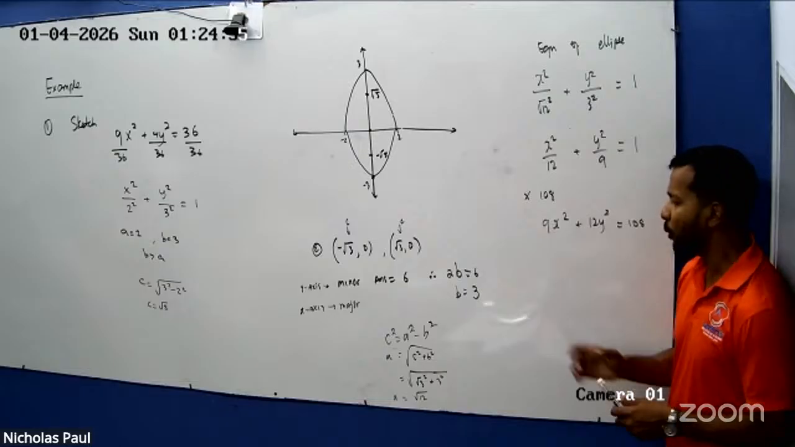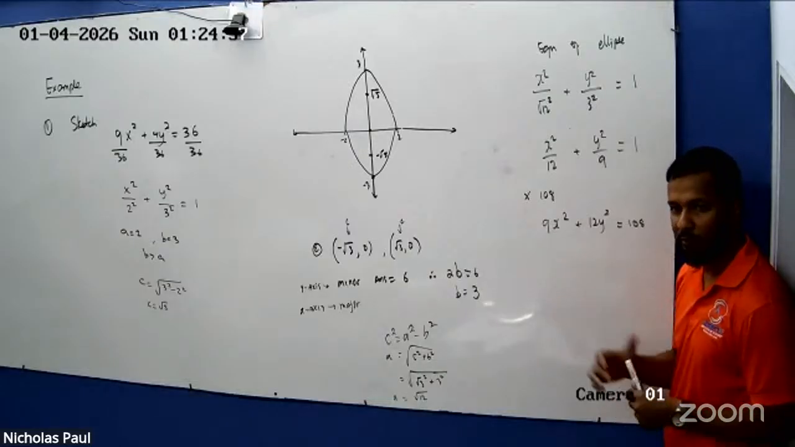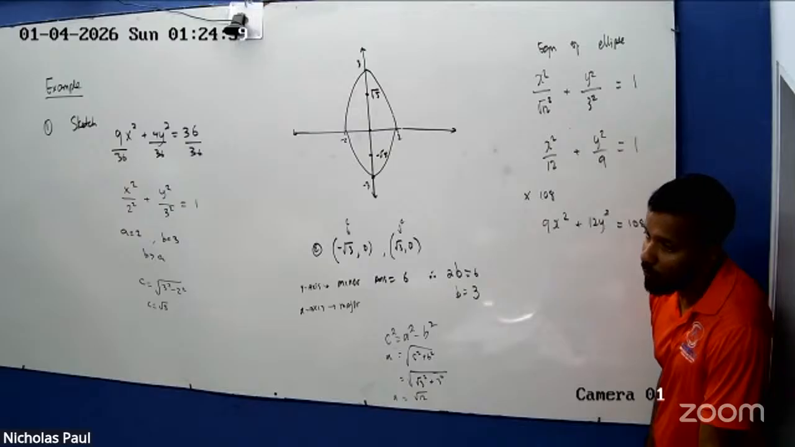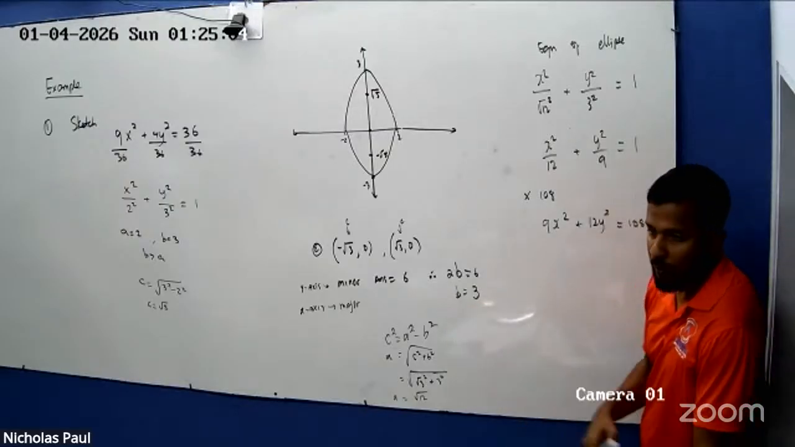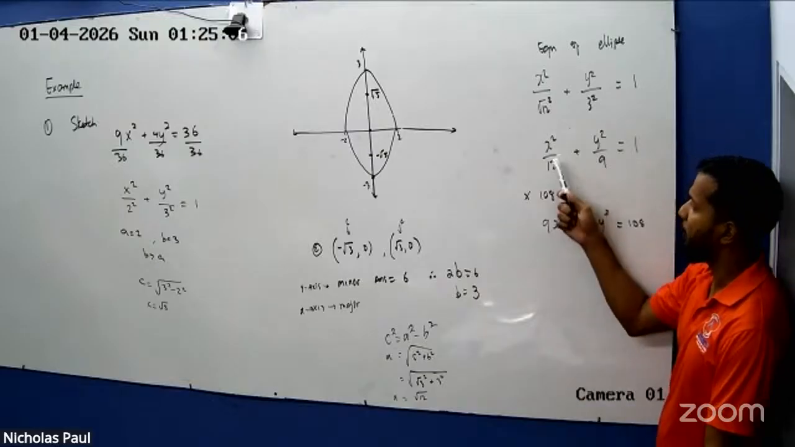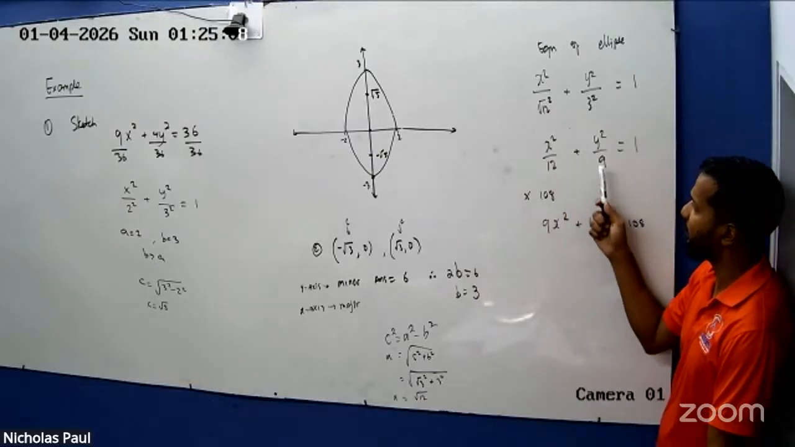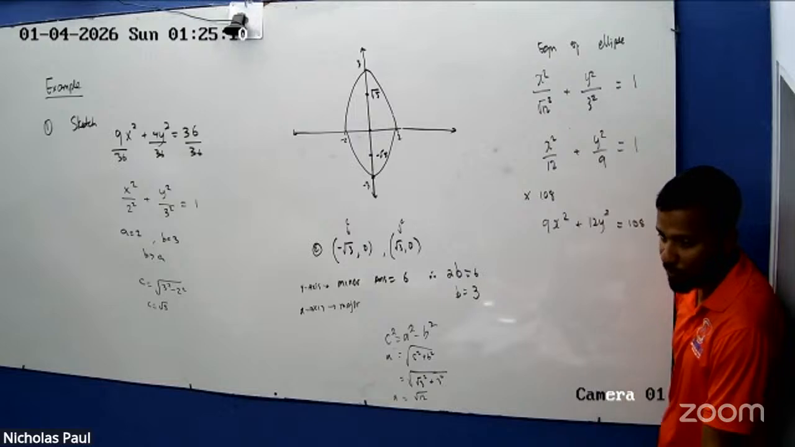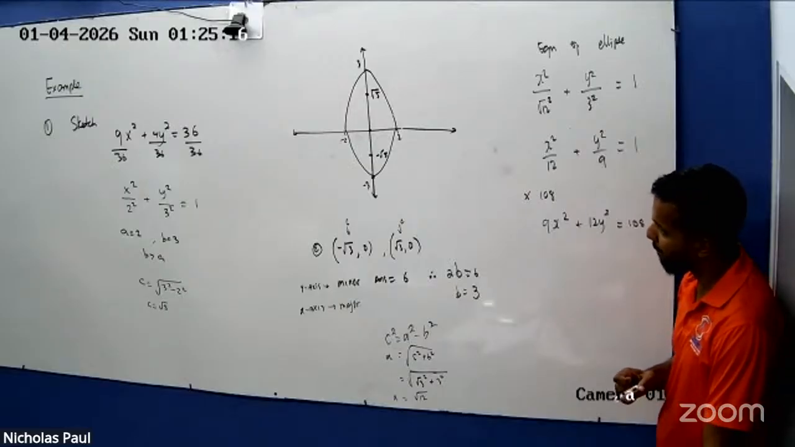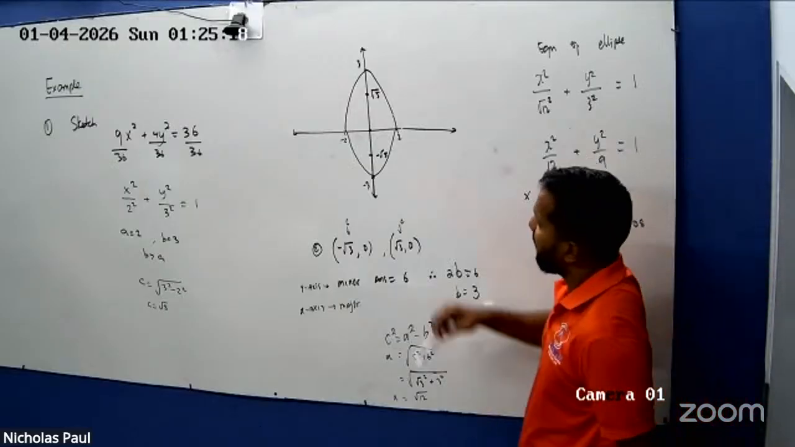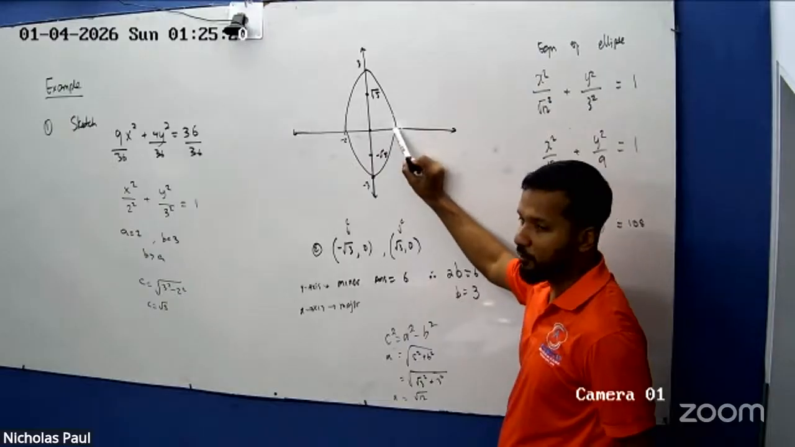So once you have A, B, and C, that's all you need. X squared over A squared plus Y squared over B squared is 1, if the center is 0, 0. I'm going to give you one now where the center is not 0, 0. All you have to figure out now is how you will sketch it when the center is not 0, 0.